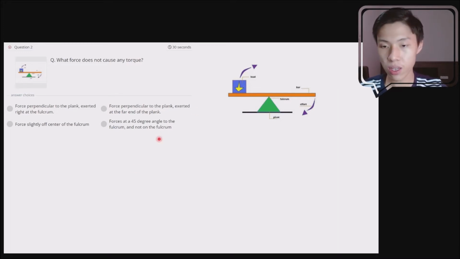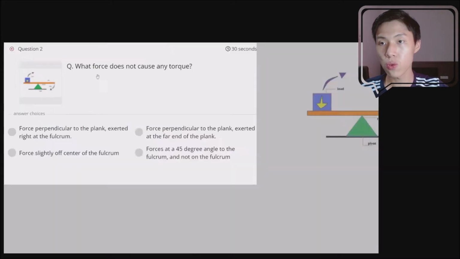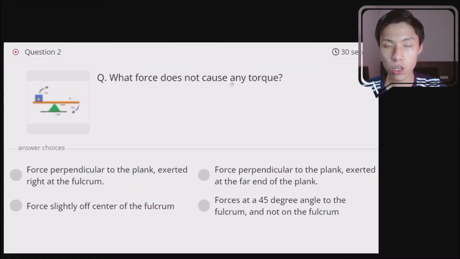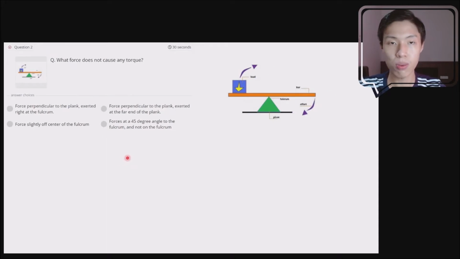So here let's look at the first question that many of you got wrong. Question 2. What forces do not cause any torque? They give you 4 different kinds of forces, then they ask you which one will not cause any torque. So let's bring back this diagram.